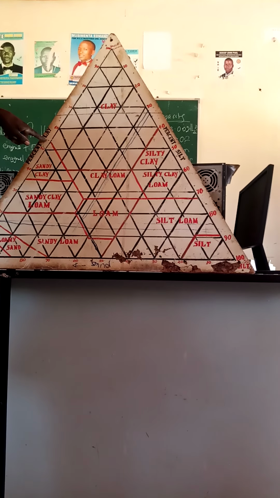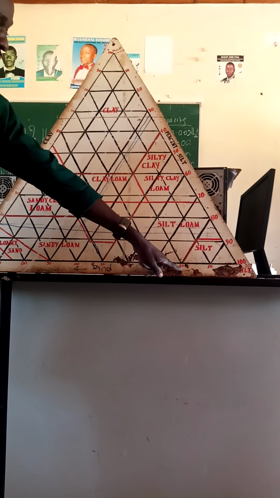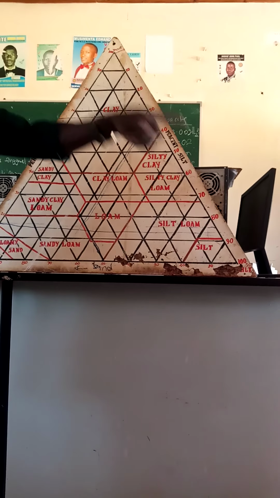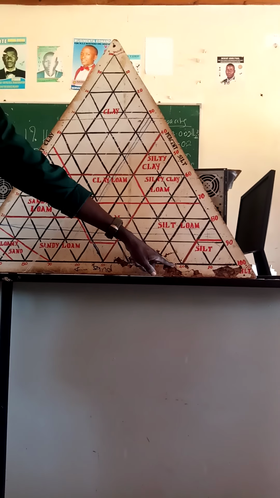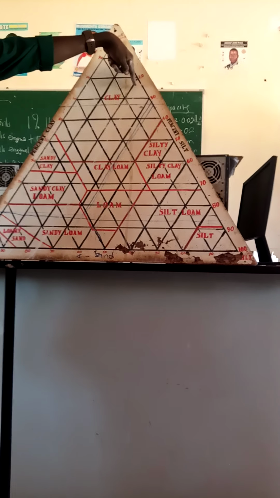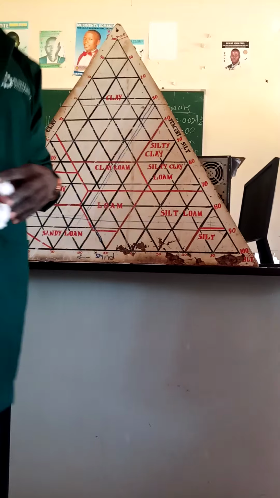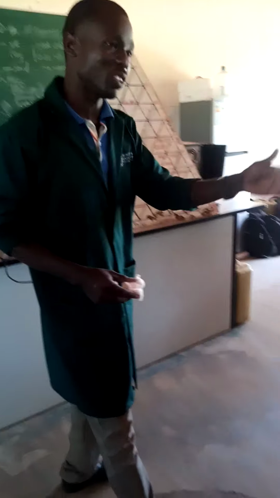So it means that in that soil, the clay content is 54. The concentration of sand in that soil is 22. Then the concentration of silt in that soil is 24. So that's what I was telling you. Unless you do this, you cannot be able to judge.